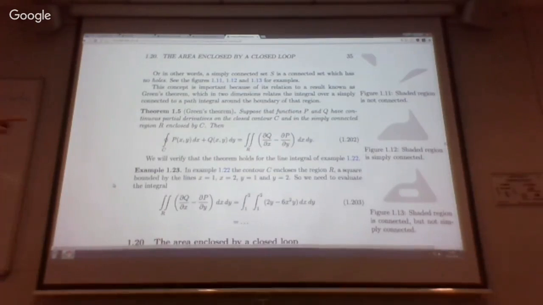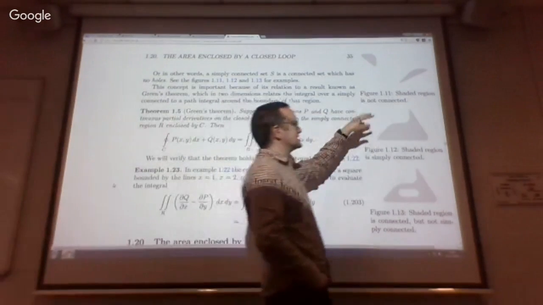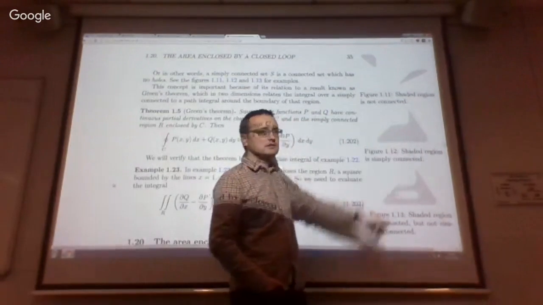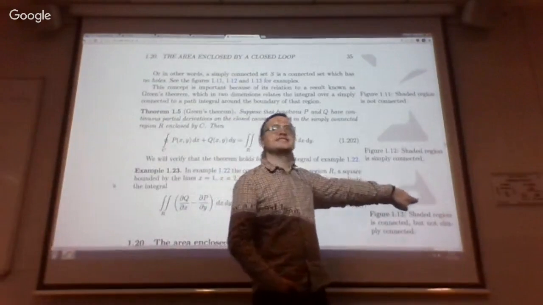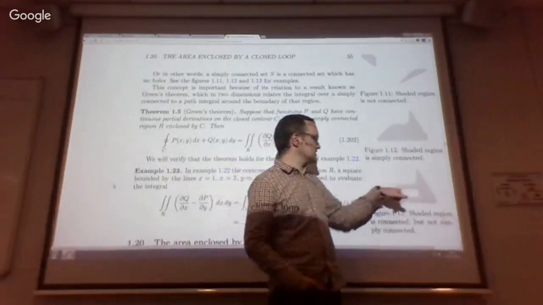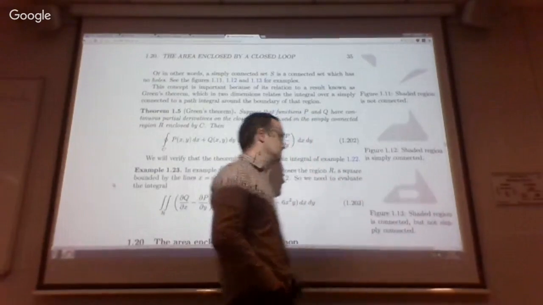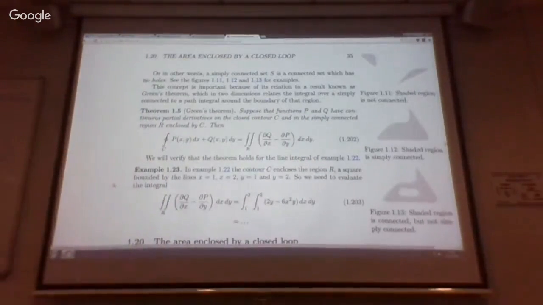This blob in the middle is connected, and it's simply connected. There are no holes in it. This one down here is connected, but it's not simply connected, because of the presence of this hole in the region. These are terms from topology. These concepts are examined rigorously in the subject of topology, and they connect to higher dimensional analogs of these properties as well.